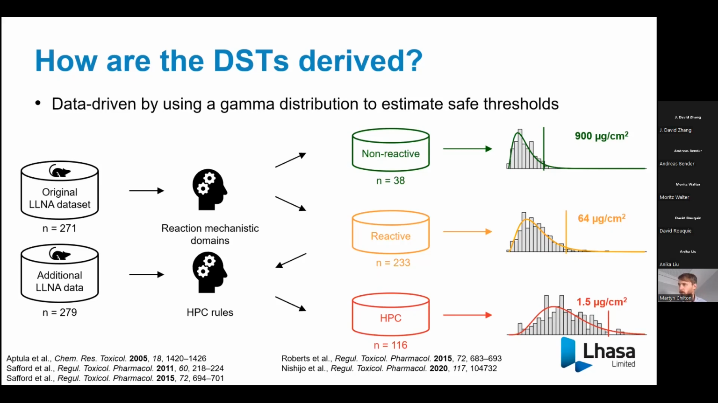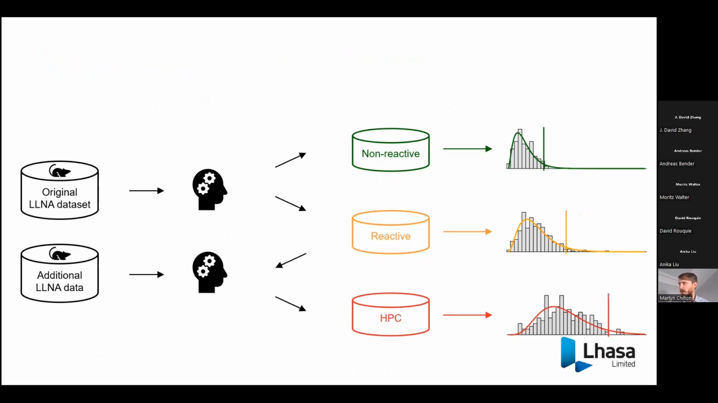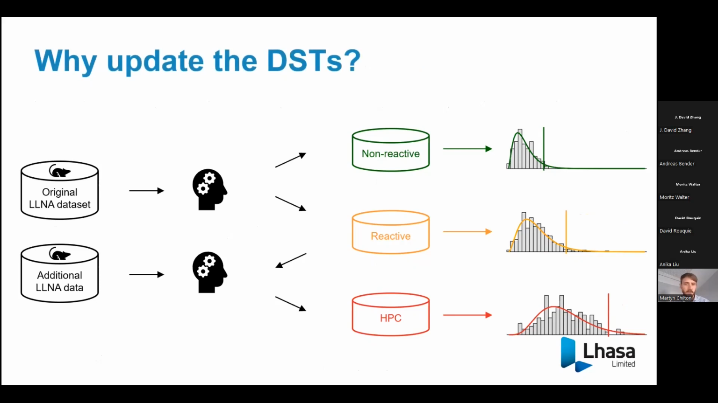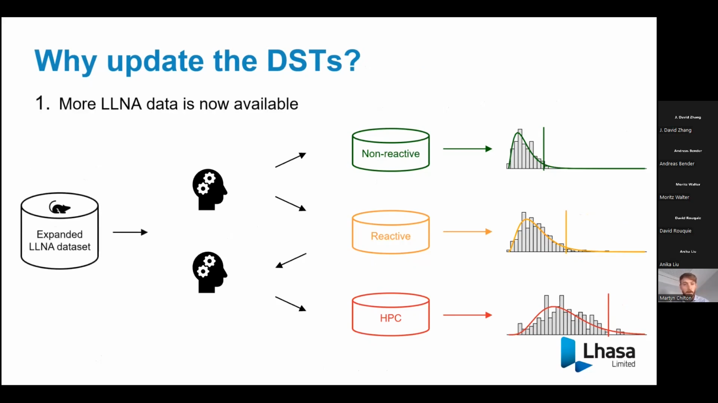So hopefully everyone is with me still. That's the background over. I guess the question to ask is, why were we interested in updating the DSTs? And there were 2 reasons that we started this work. First is that we know there's more data available in the public domain than when the studies were first carried out. Because these are very data-driven TTCs, they're going to be reliant on the data that's behind them. So if we have more data, we should hopefully get more robust thresholds as a result. So we were interested in seeing what would happen if we made a bigger data set. How would that affect these thresholds?